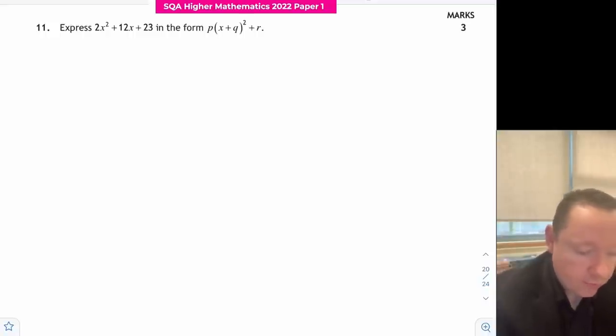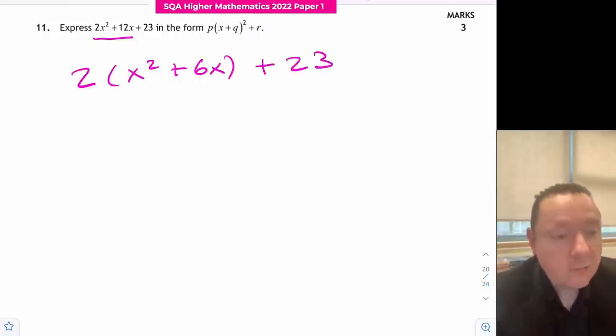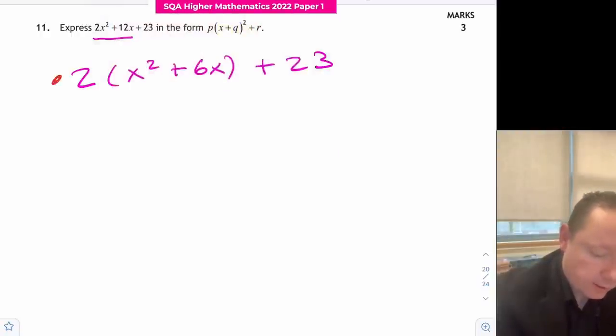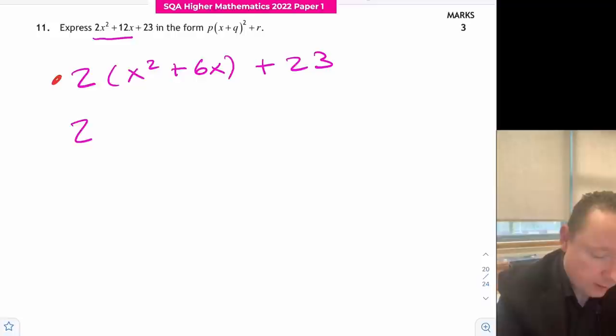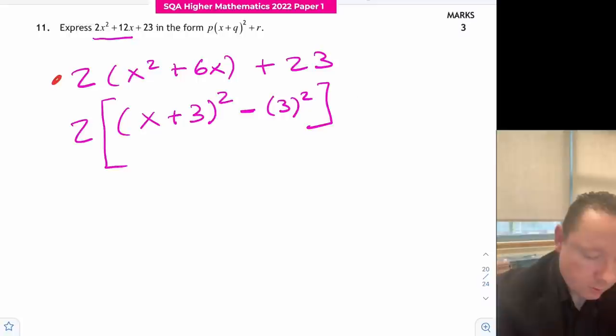You've got 2x squared plus 12x plus 23. You want a p, so you're going to have to take 2 out as a common factor between the first two terms. So you could write 2 bracket x squared plus 6x, and then you've still got your plus 23 on the end. And that would be a mark for that. Okay, your second mark, completing the square on this. We have to know that we then do 2 bracket, half the middle term, so (x plus 3) squared. And then we need to immediately take away 3 squared. We've still got plus 23.